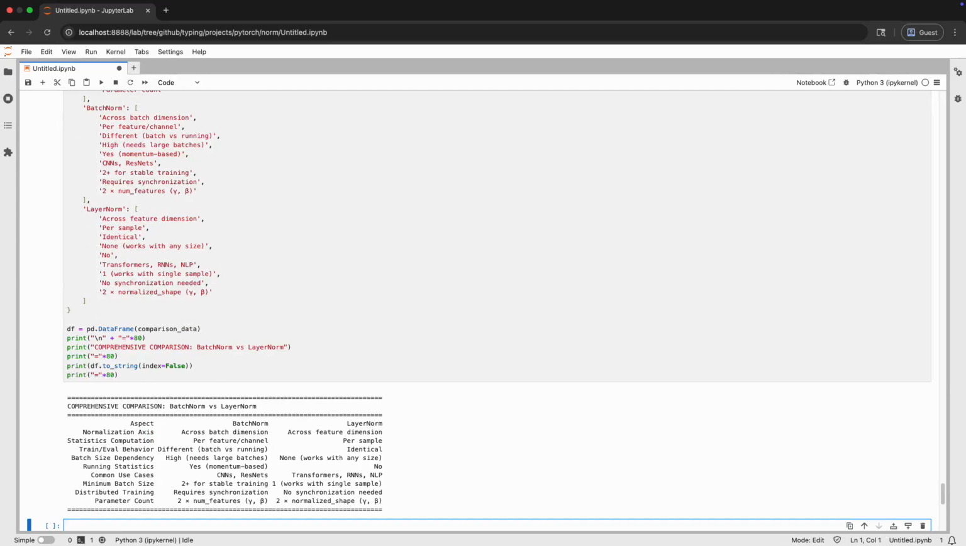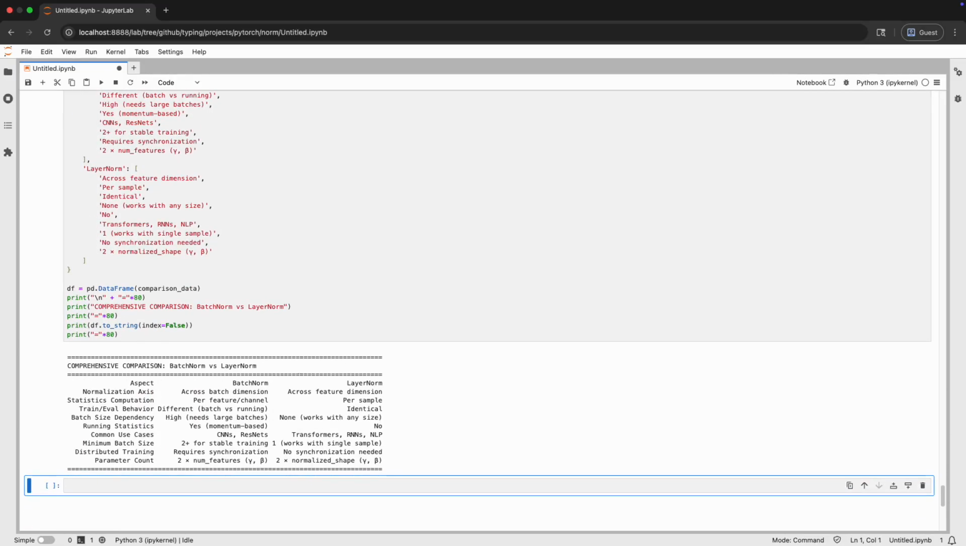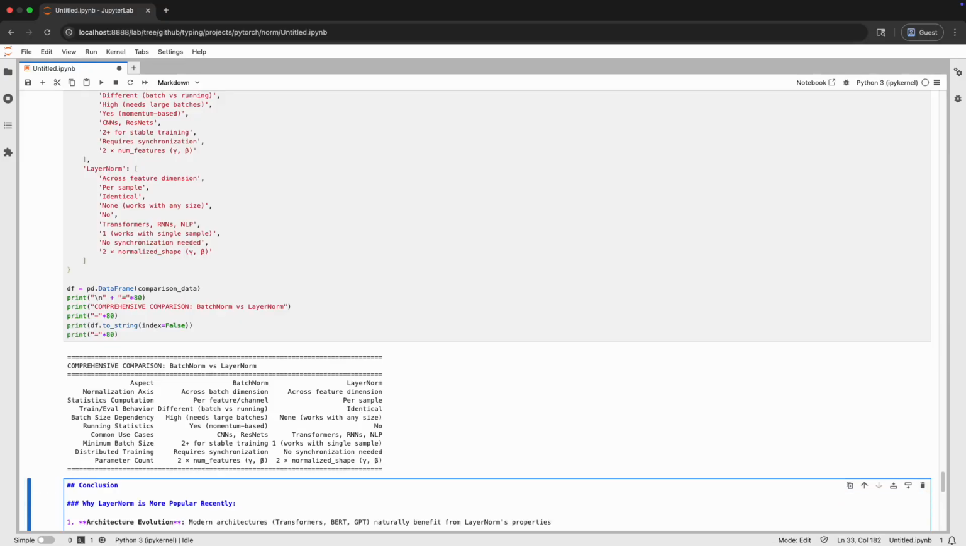Let me create a comprehensive comparison table that summarizes all the key differences between BatchNorm and LayerNorm. This table provides a complete reference for choosing between BatchNorm and LayerNorm. Key takeaways include BatchNorm normalizes across batch dimension, while LayerNorm normalizes across feature dimension. BatchNorm requires minimum batch size of 2, while LayerNorm works with single samples. BatchNorm behaves differently in training versus evaluation, while LayerNorm is consistent, and BatchNorm requires synchronization in distributed training, while LayerNorm doesn't.